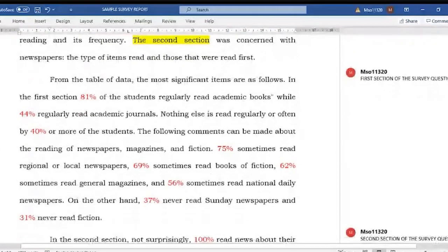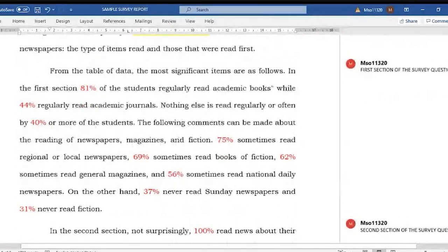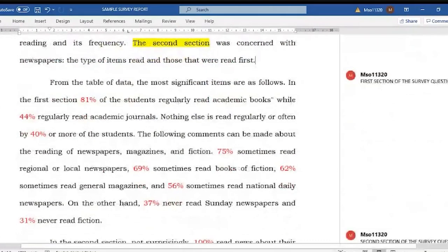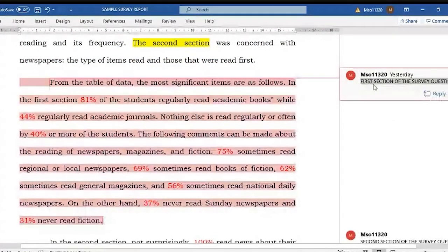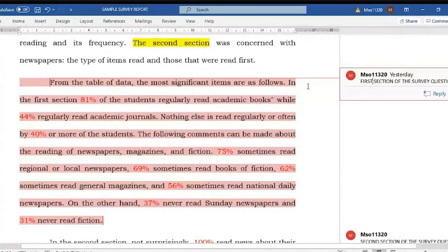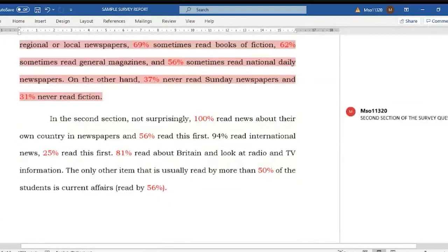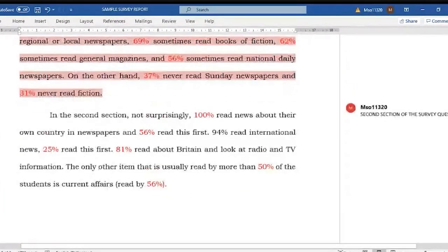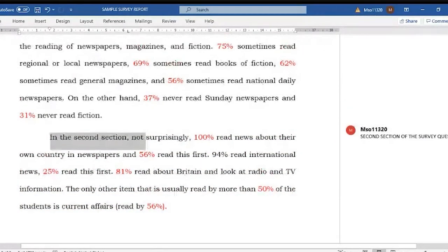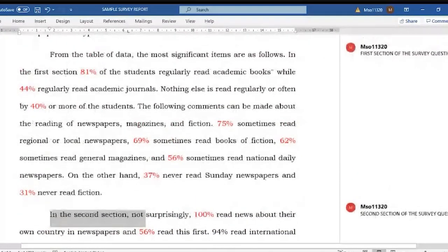Now let's go to the body. As you can see, the introduction of this survey report is very short. So it is only composed of two paragraphs. So let's proceed to the main body. So the first paragraph is talking about the first section of the survey questionnaire. And the second paragraph talks about the second section of the questionnaire. But actually, you can have many paragraphs if necessary.